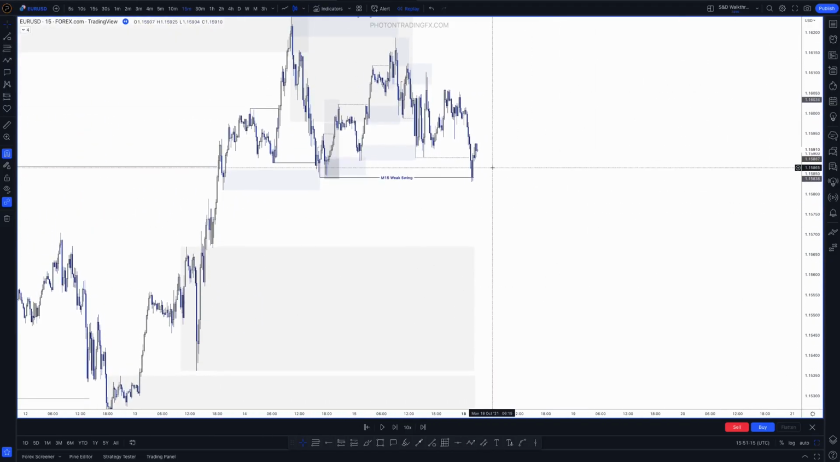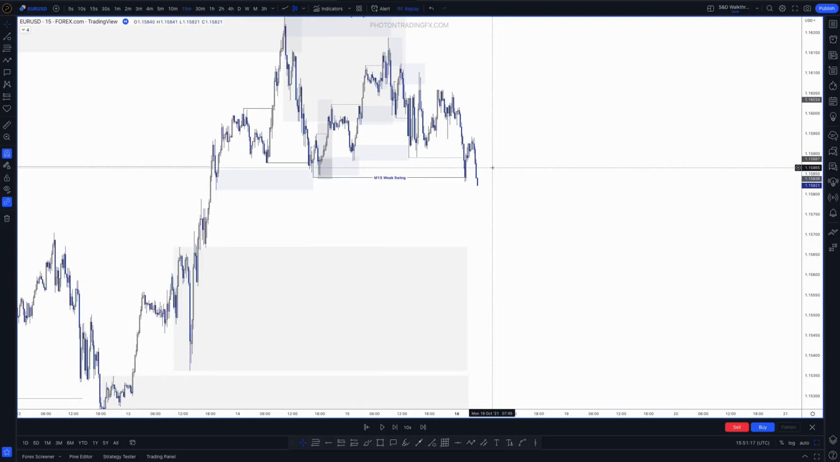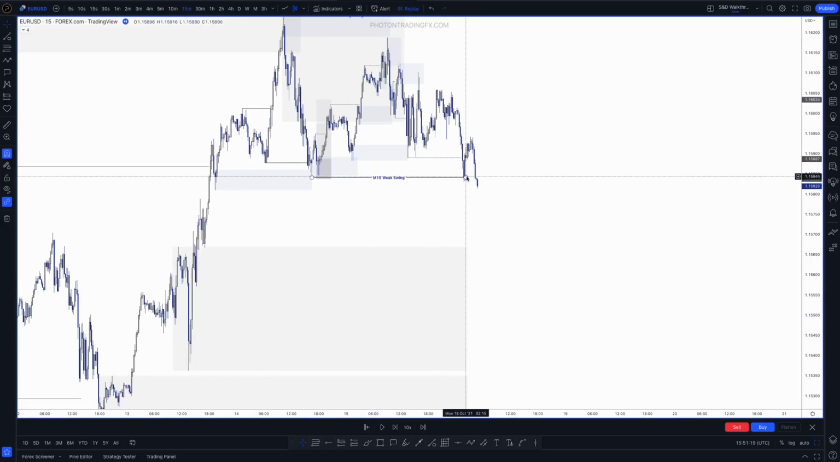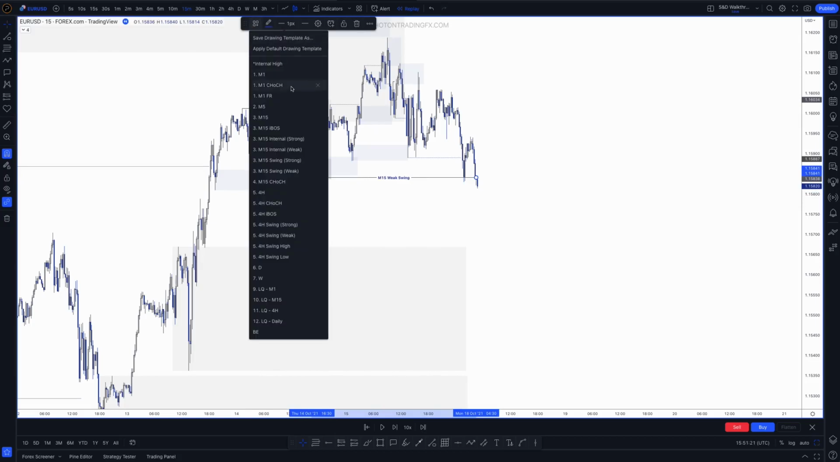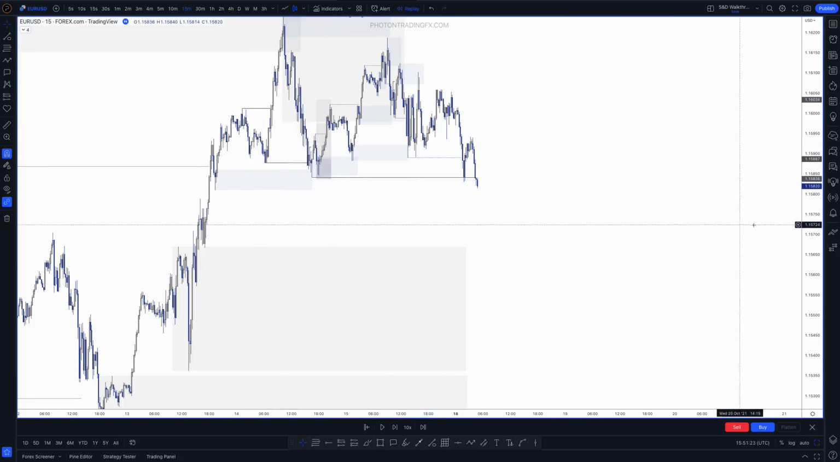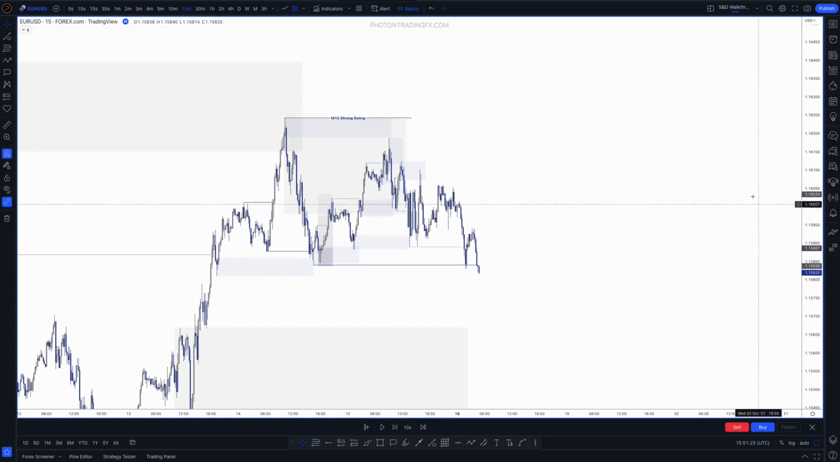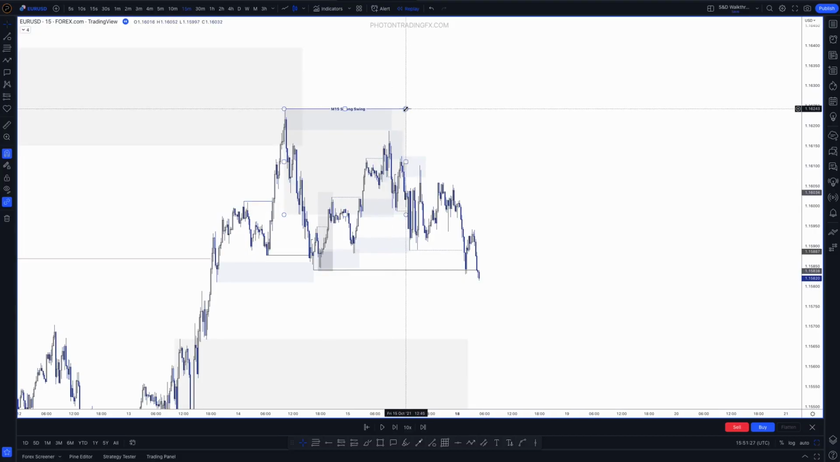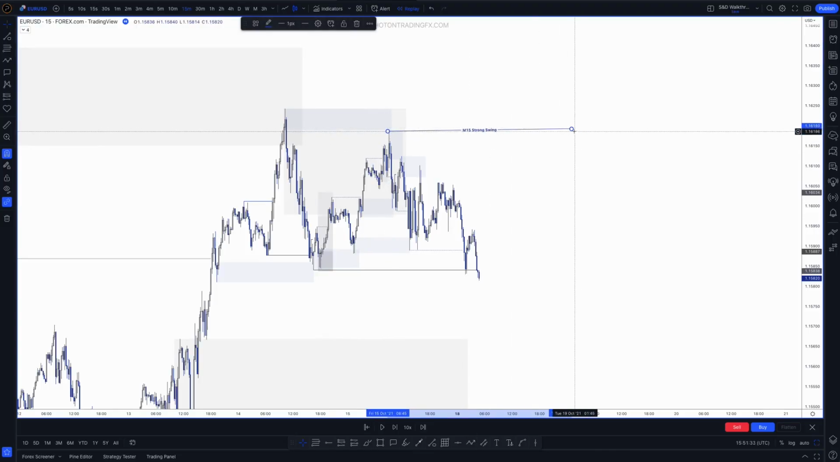We've now had, not quite yet, let's see if we get it. Now we've had the M15 BOS, okay? So we can look to keep following the M15 bearish swing structure, right? This now becomes our strong high, right? We now have a new high.